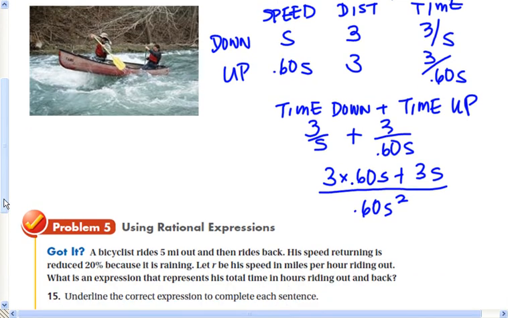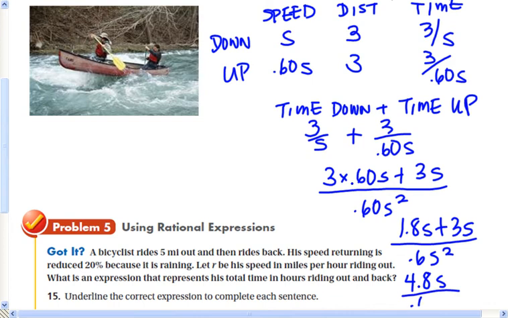And I'm just going to simplify it. 3 times 0.60 s is 1.8 s plus 3s divided by 0.6 s squared. And simplifying a little more, that's the same as 4.8 s divided by 0.6 s squared. 4.8 divided by 0.6 is the same as 8. And s divided by s squared is 1 over s. So my final expression is 8 divided by s. All right, I'm going to let you try that.